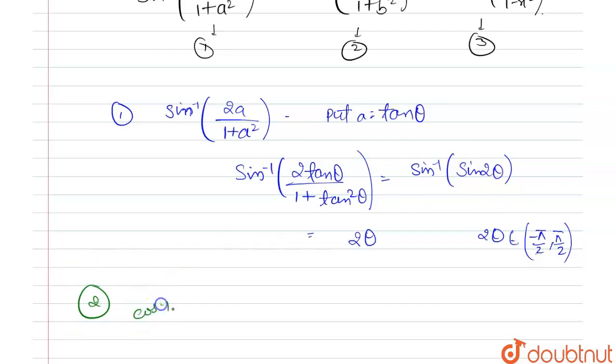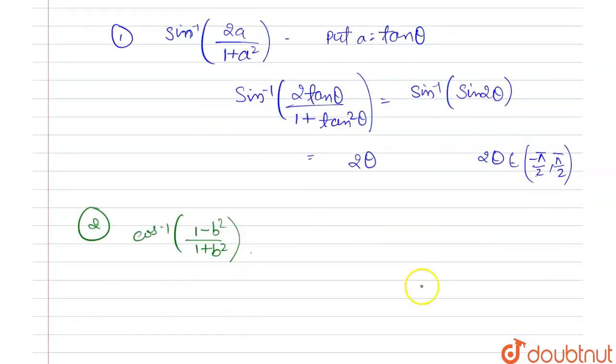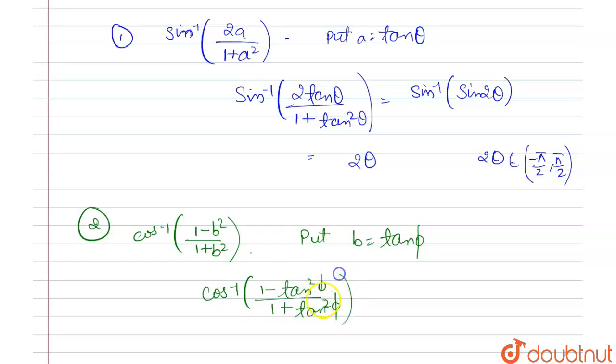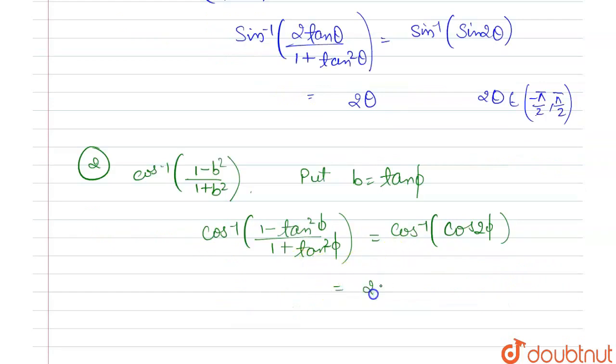So we can write it as cos inverse of 1 minus b square divided by 1 plus b square. Now put b equals tan phi. So we can write it as cos inverse of 1 minus tan square phi divided by 1 plus tan square phi. And this is the half angle formula of cos 2 phi. So we can write it as cos inverse of cos of 2 phi, and now we can write it as 2 phi, where our 2 phi lies from 0 to pi excluding pi by 2.